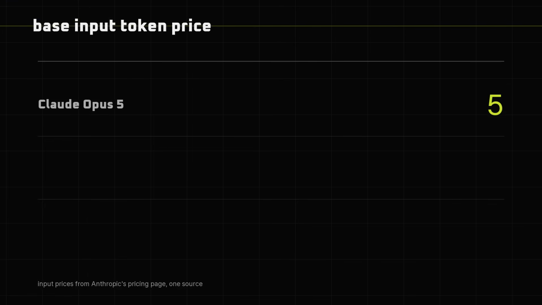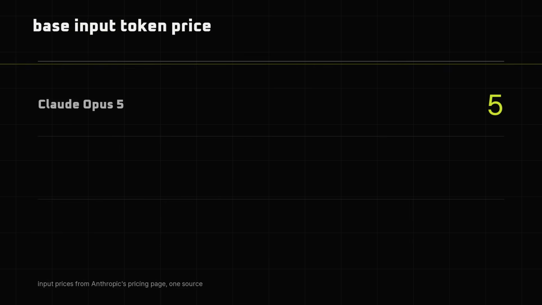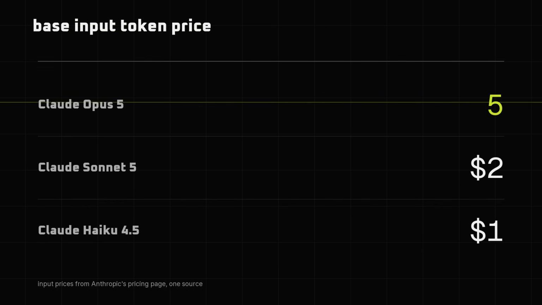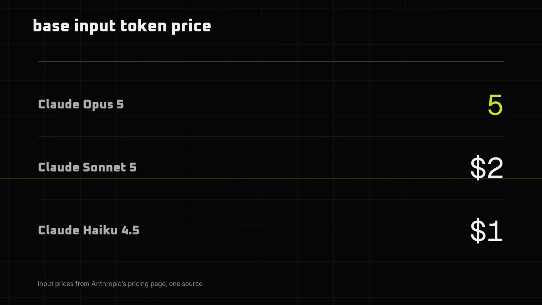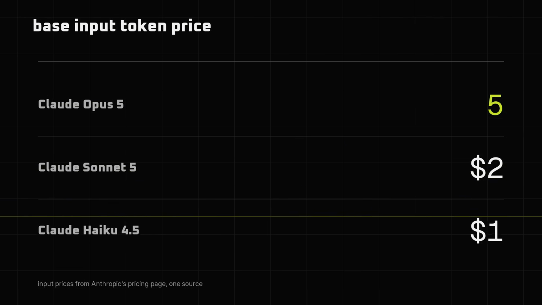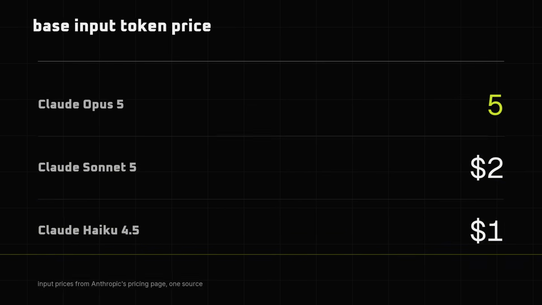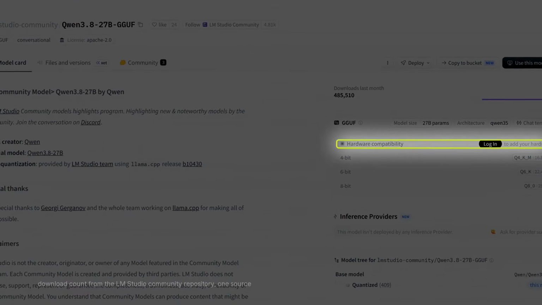The input side meters to $5 per million on Opus 5, $2 on Sonnet 5, $1 on Haiku 4.5. Every file you paste into context is on that meter, whether the answer that comes back is any good or not. The first decision is the build.